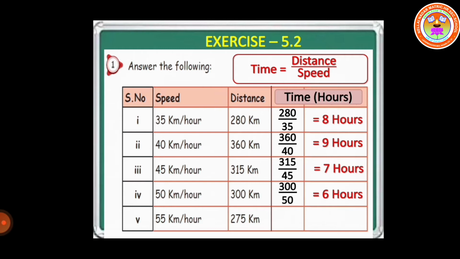Then see the fifth subdivision. Distance given 275 and speed given 55 km per hour. When we divide the distance by speed, 275 by 55, we will get 5 hours. Next one.